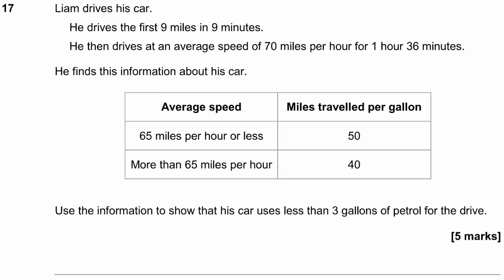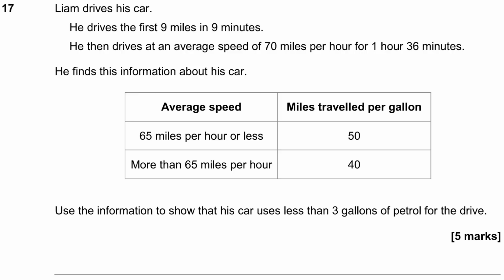Question 17. Liam drives his car. He drives the first 9 miles in 9 minutes. He then drives at an average speed of 70 miles an hour for 1 hour and 36 minutes. He finds this information out about his car. Average speed 65 miles per hour or less, miles traveled per gallon is 50. For more than 65 miles per hour, miles traveled per gallon equals 40. Use the information to show that his car uses less than 3 gallons of petrol for the drive.